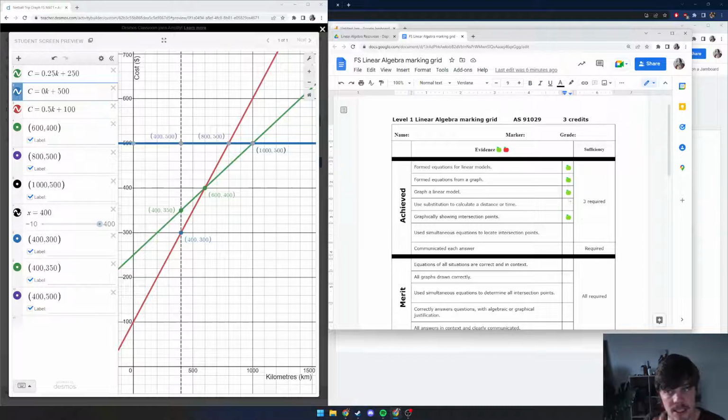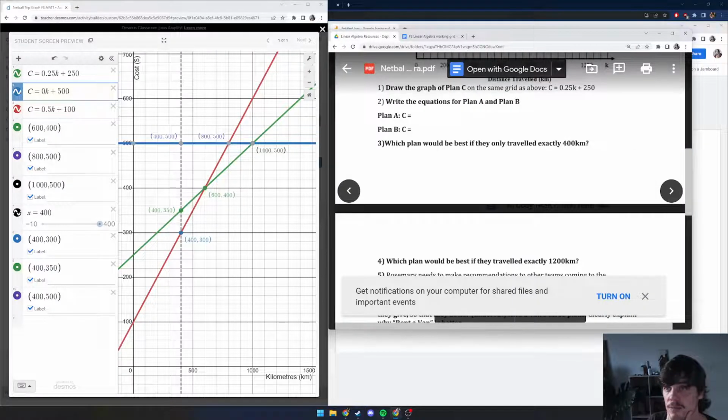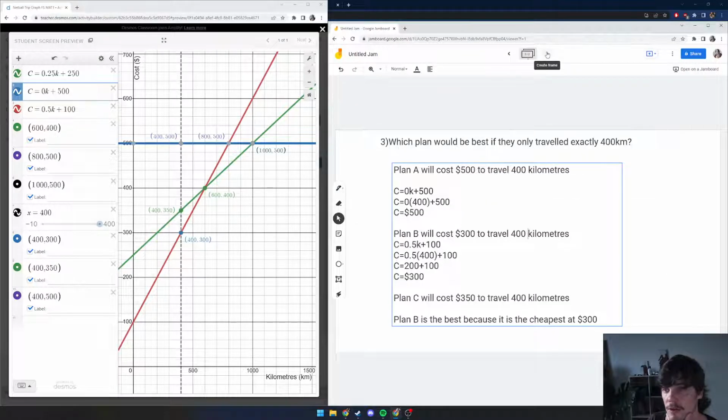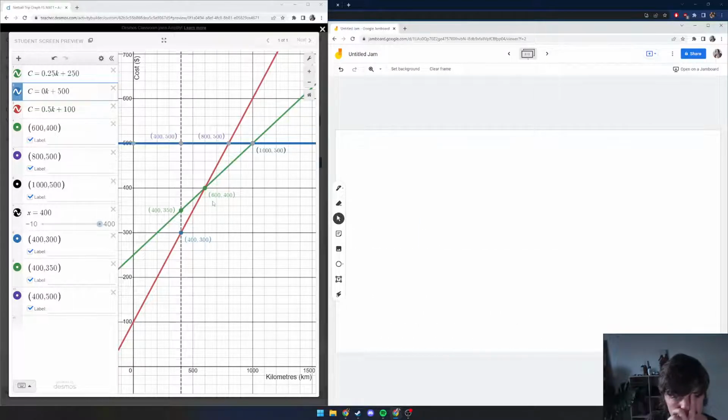Substitution complete. Okay, finally, let's have a look at using a simultaneous equation to find an intersection point. That's going to be the last thing we look at. We're going to find the intersection of plan B and plan C.